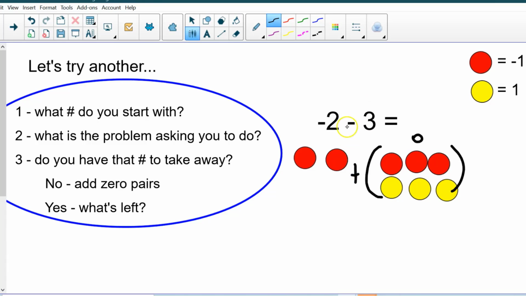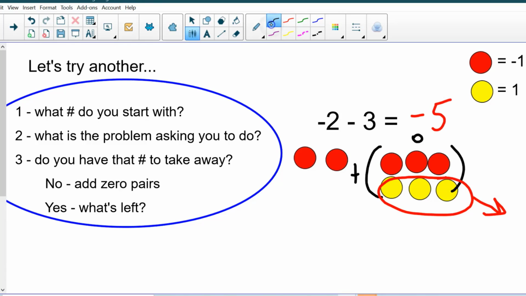Now, though, can I take away 3 positives? Yes. Remember, just take away what it's asking. Taking away the 3 positives. And now we ask ourselves, what's left? What's left? Well, we have the 2 negatives, and then the opposite of the 3 we took away, which was the 3. Now we have 3 negatives, so that gives us negative 5.